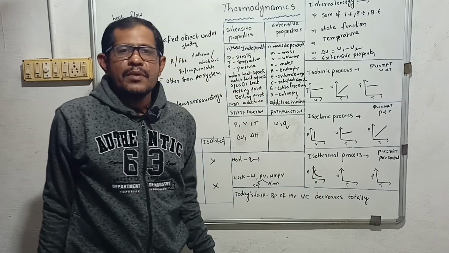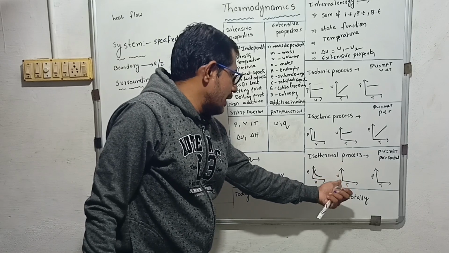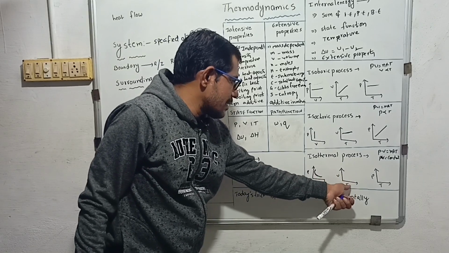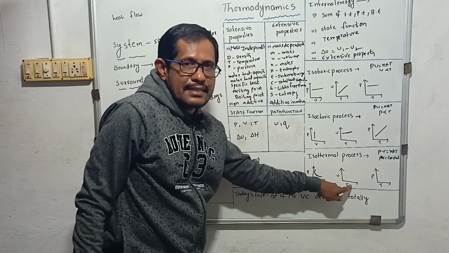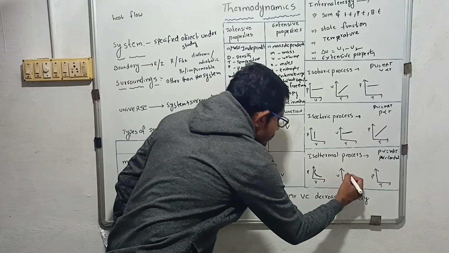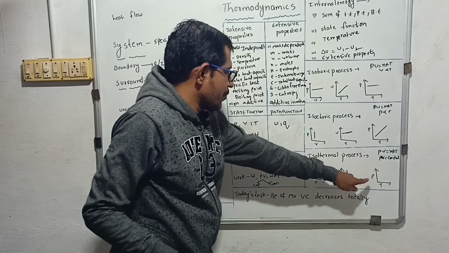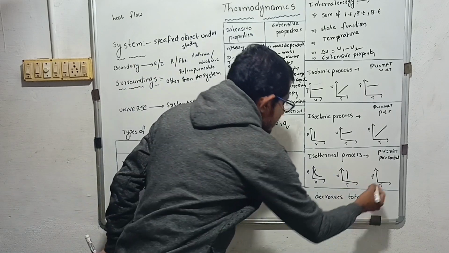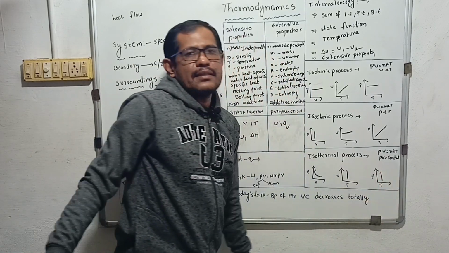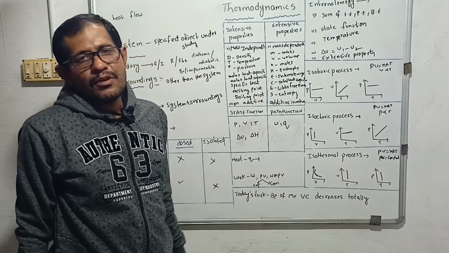If PV equal to constant means the graph will come like this. Here again V is on the y-axis and T is on the x-axis. So the line will come like this. Why? Because the change in temperature is 0. The graph will come like this. The change in temperature is equal to 0.